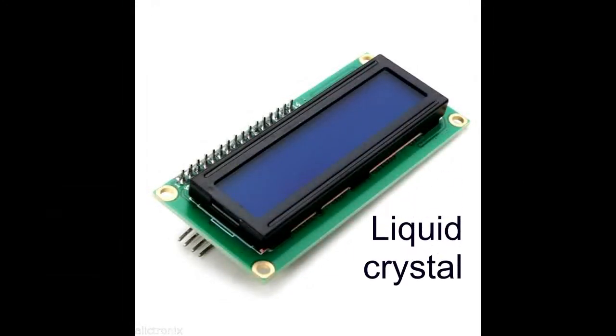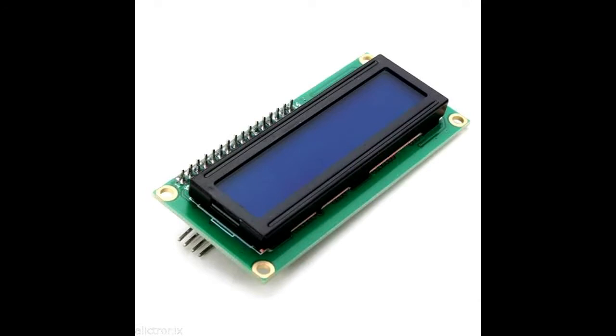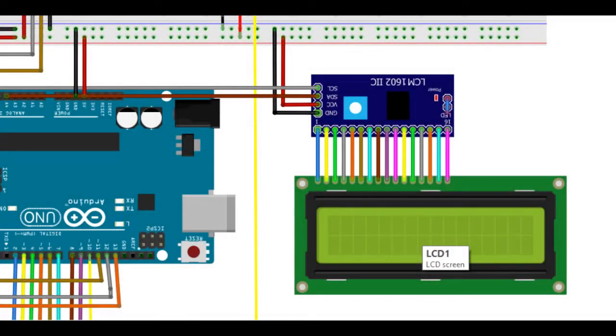Now, let's talk about the LCD, that is the liquid crystal display. It's used to display whatever message we send it. So, how is it connected? The LCD is first connected to the LCD I2C serial interface adapter. This module simplifies connecting an Arduino to a 1602 LCD using only 4 wires.